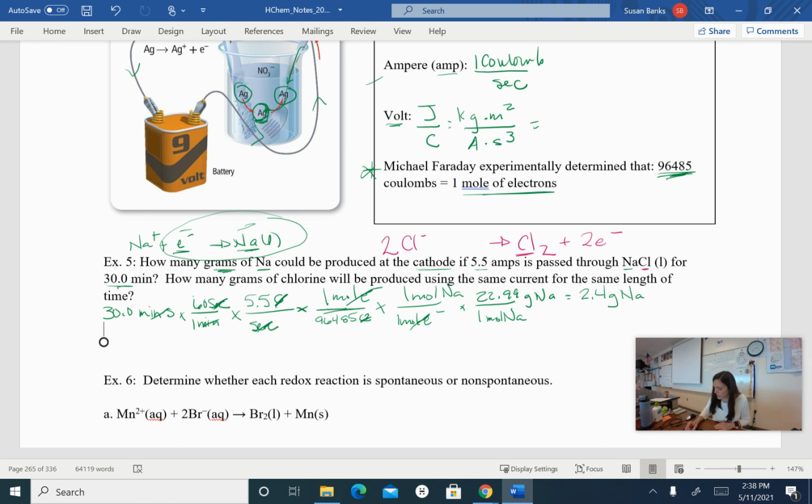So I'm going to have this relationship. 1 mole of chlorine uses 2 moles of electrons. So I'm going to start with the same thing. I'm running this thing for 30 minutes. I need to get my minutes into seconds. So 1 minute gives me 60 seconds. So my minutes cancel. I'm still using the same amperes. I have 5.5 amps, so 5.5 coulombs per second. So my seconds cancel.